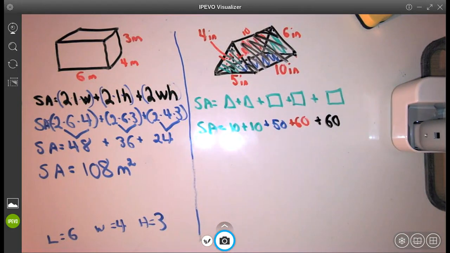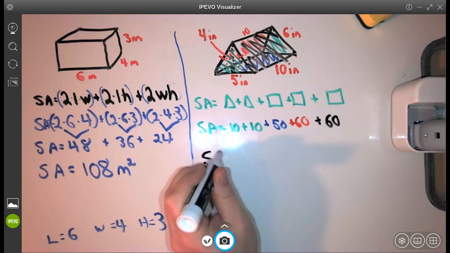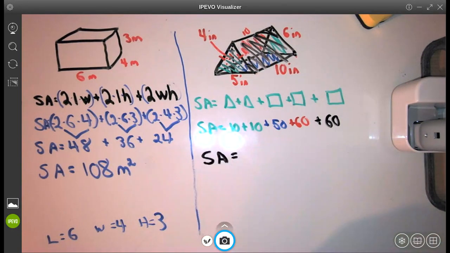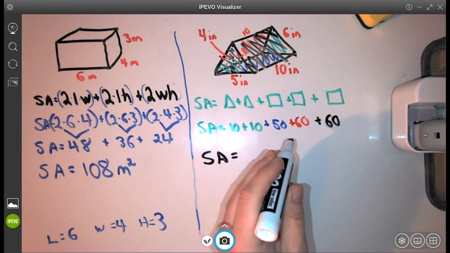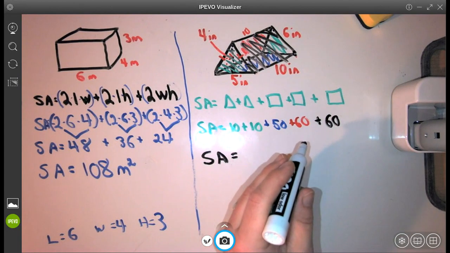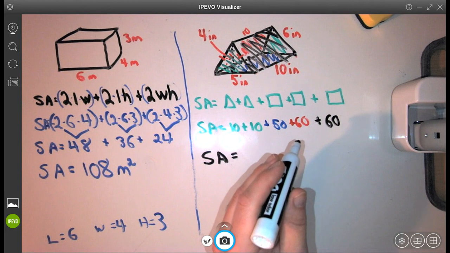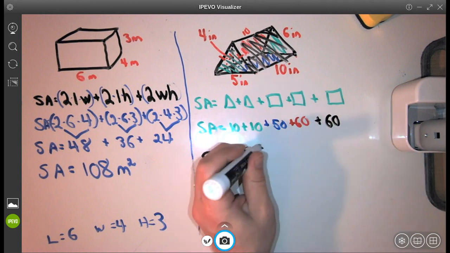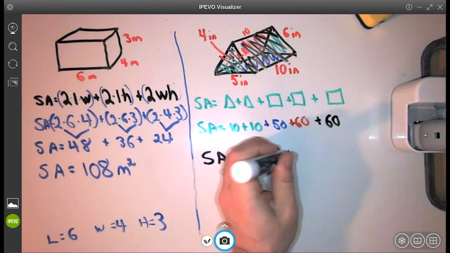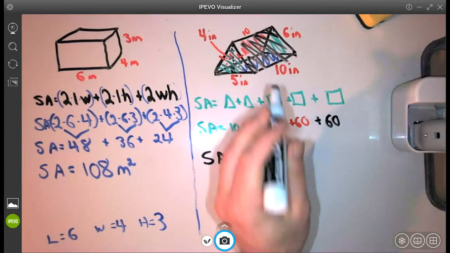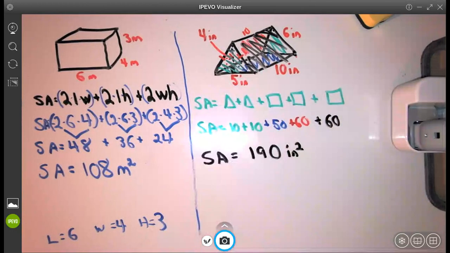All right, so now the last step of finding the surface area of this is add everything up. So surface area equals, so we do 10 plus 10, which is 20, and then 20 plus 50 plus 60 plus another 60 is going to be 190. All right, so now on to the units, right? You don't want to forget the units. So the units in this case are going to be squared inches, right? Since they're inches, it's surface area, so area is always going to be squared units.